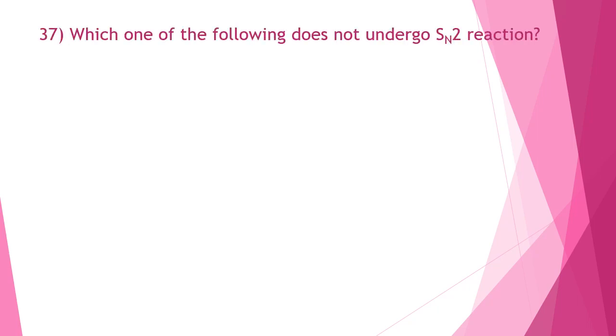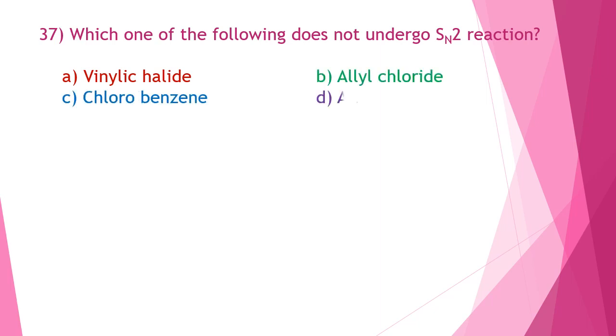Question number 37. Which one of the following does not undergo SN2 reaction? A. Vinyl halide, B. Allyl chloride, C. Chlorobenzene, D. All of these. Here the correct answer is D. Vinyl chloride, allyl chloride and chlorobenzene do not undergo SN2 reaction. Option D is the correct answer.